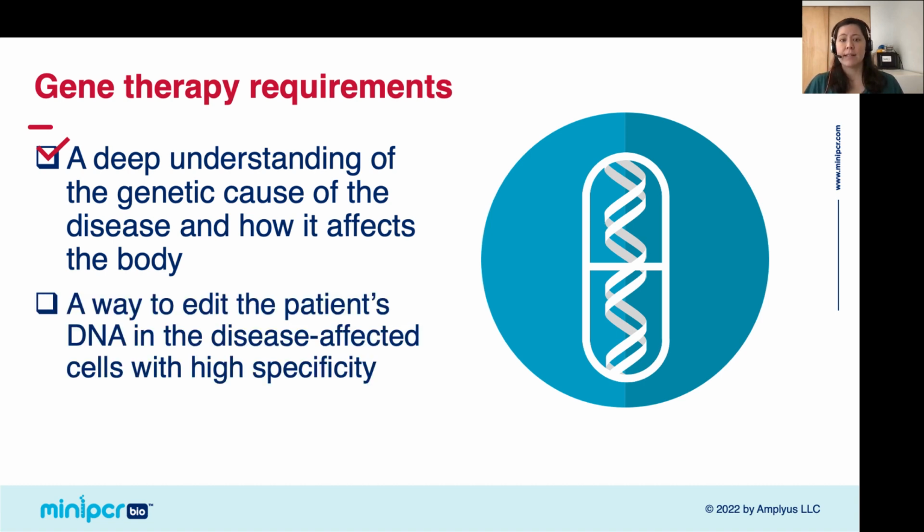And that's because a second major requirement for gene therapy is that scientists need a way to edit the patient's DNA in the disease-affected cells with high specificity. Anytime you're changing the DNA, there's a risk of introducing unwanted changes, and these could be harmful to the patient. Even though there were ways to edit the genome, they were pretty difficult to use in human patients. Luckily, the development of CRISPR-Cas genome editing changed the game.